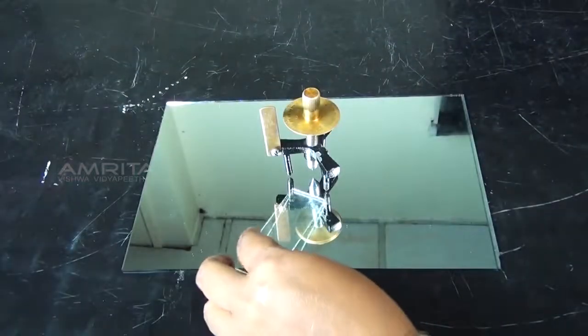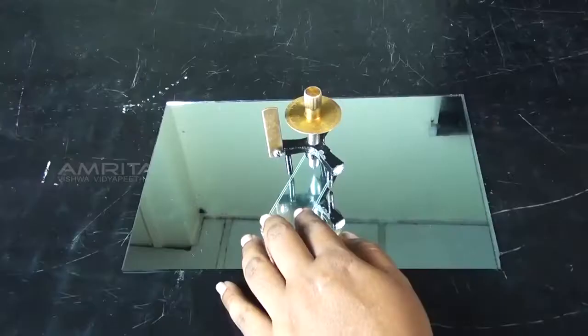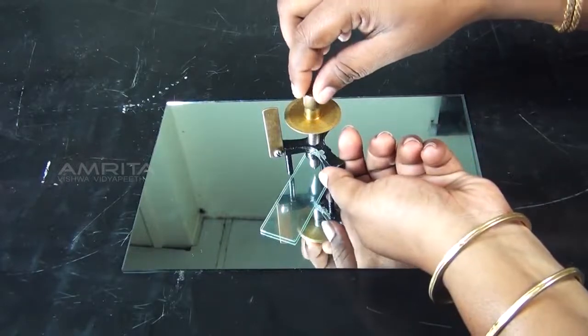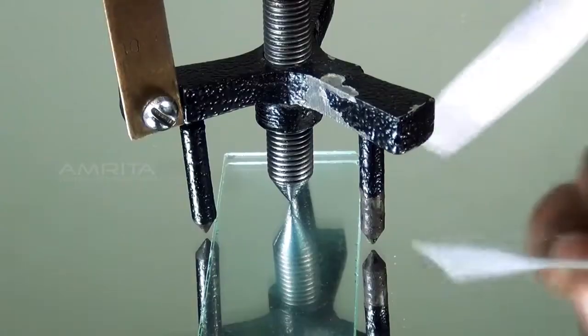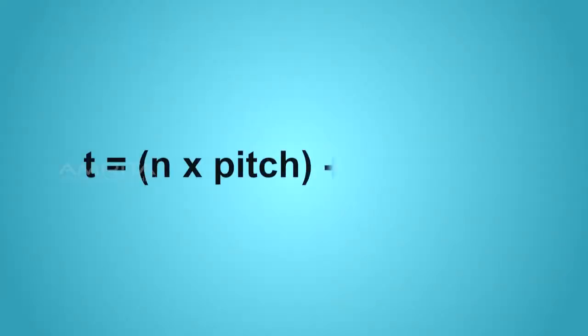Similarly, the thickness of the glass plate can be measured by placing the glass plate below the screw of the spherometer while the legs rest on the glass slab. Calculate the thickness using the equation T is equal to N into pitch plus X into least count.